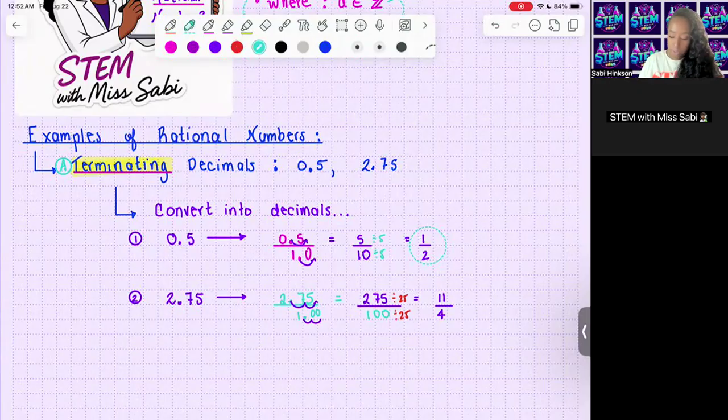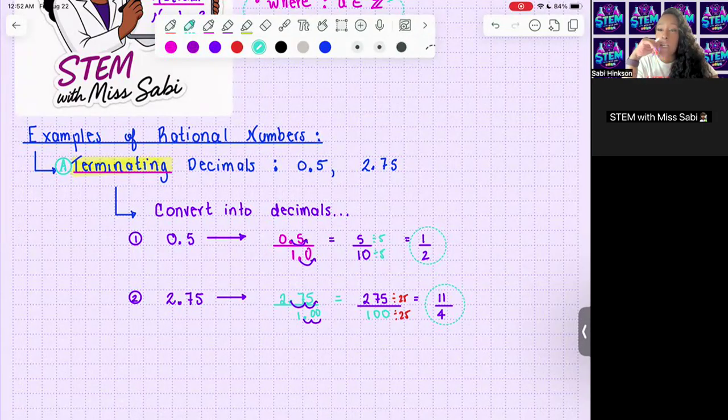So 2.75 is actually 11/4. So we have an improper fraction here. I won't change it to mixed because that's not what this lesson is about, but you could change it to a mixed fraction. Okay, so that is how we convert decimals into fractions if they are terminating, meaning they don't go on and on forever.